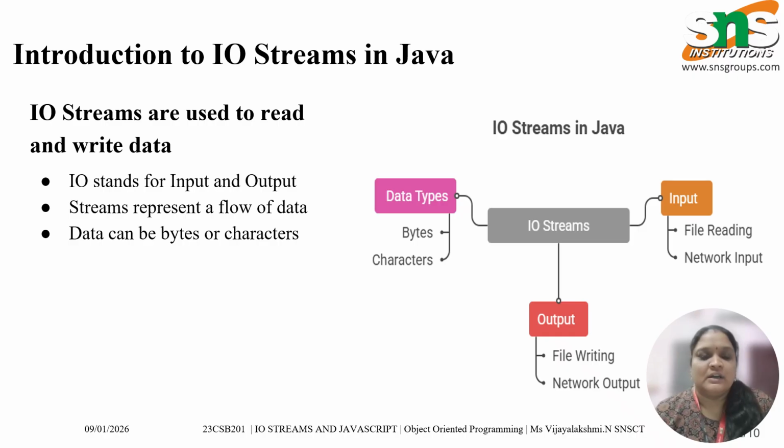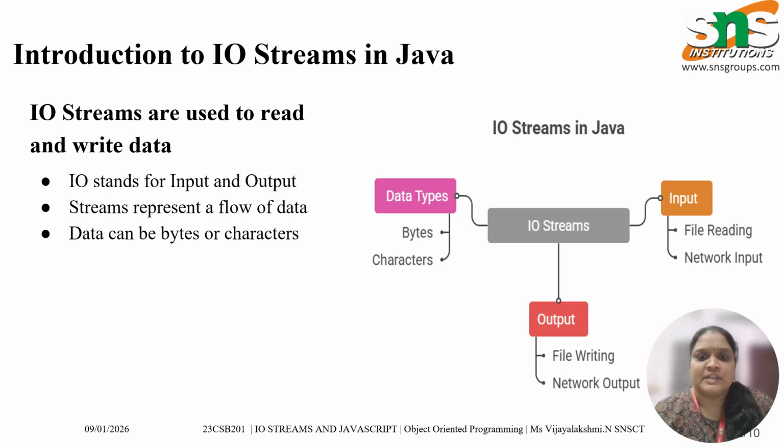What is an IOStream? What is the need of IOStream? That too, specifically why we are using it in the Java programming language, which we are going to see in this topic. So basically, IOStreams are used to read and write data. This you all know. The expansion of IOStream is input-output streams. IO stands for input and output, and streams is nothing but a flow of data. And the data can be represented as bytes or characters.